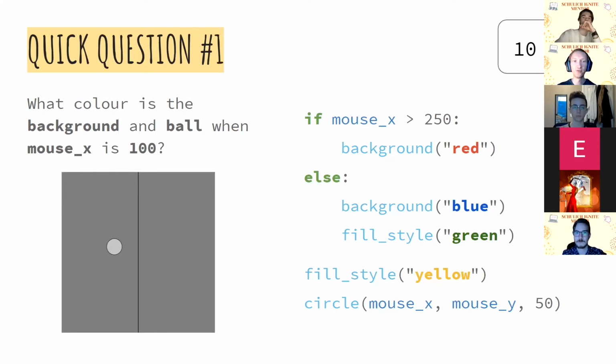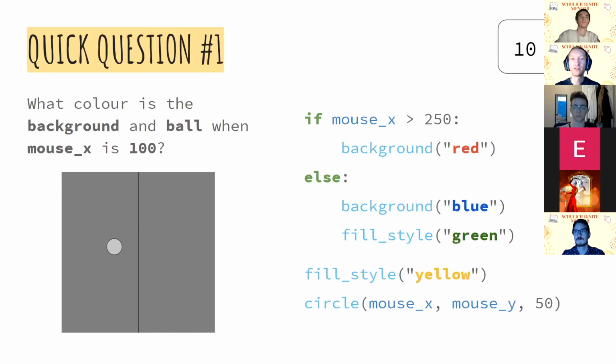All right, so we had a majority saying that the background would be blue and the ball would be yellow. So that is the correct answer. Most of you did have that correct. The other common answer, the runner-up, was that the ball would be green. So let's go through and see why it's actually going to be yellow.